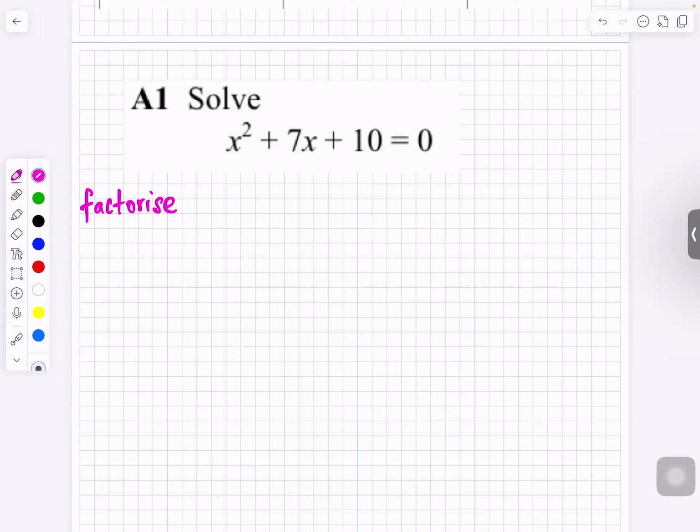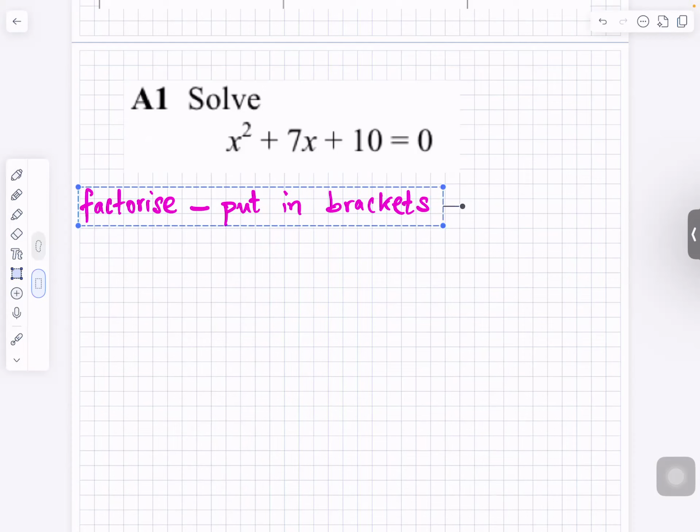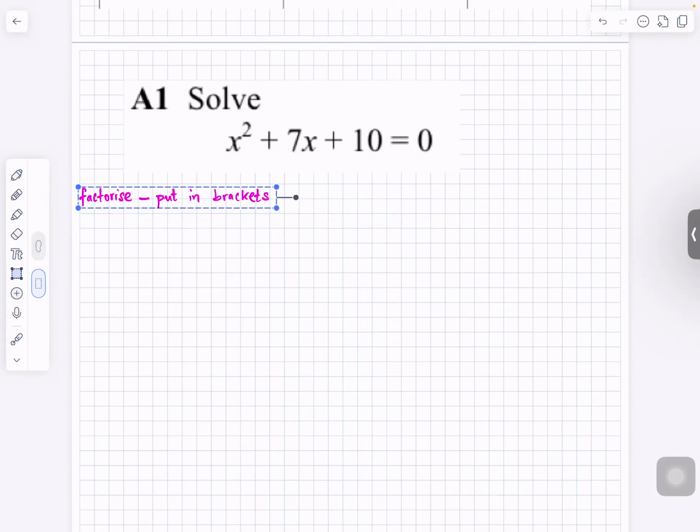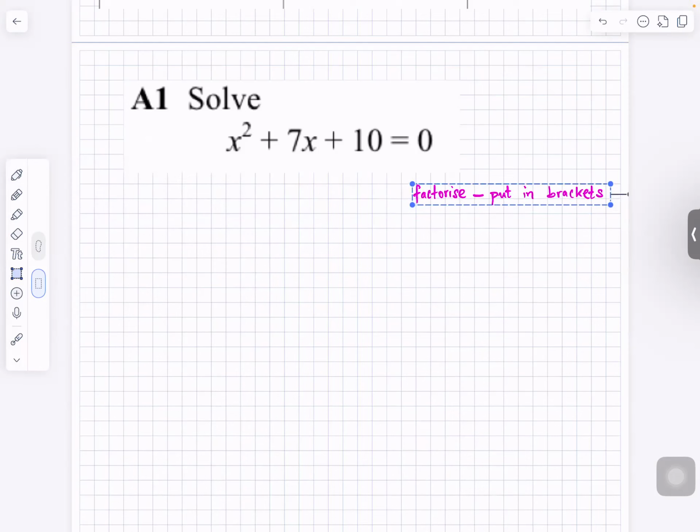So factorize means put it in brackets. That's the first thing I want to do, to put it in brackets. So I will put this on the side there. Now this is the process to factorize.